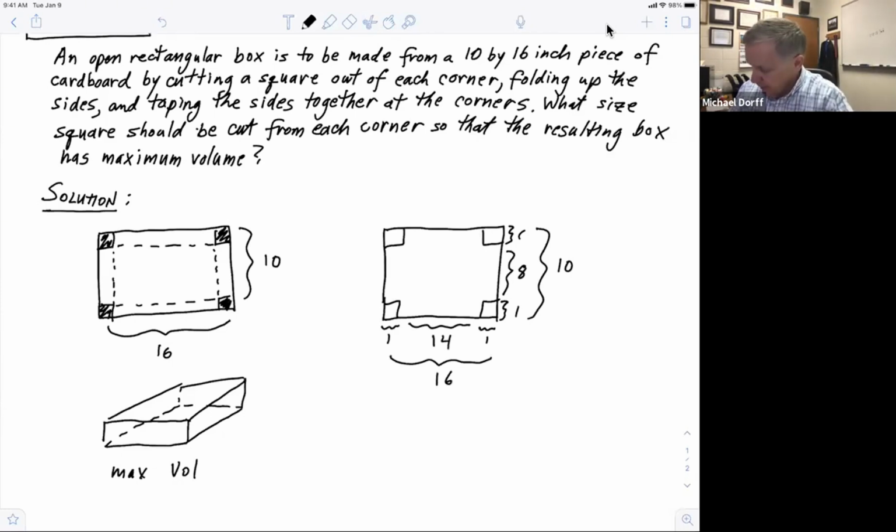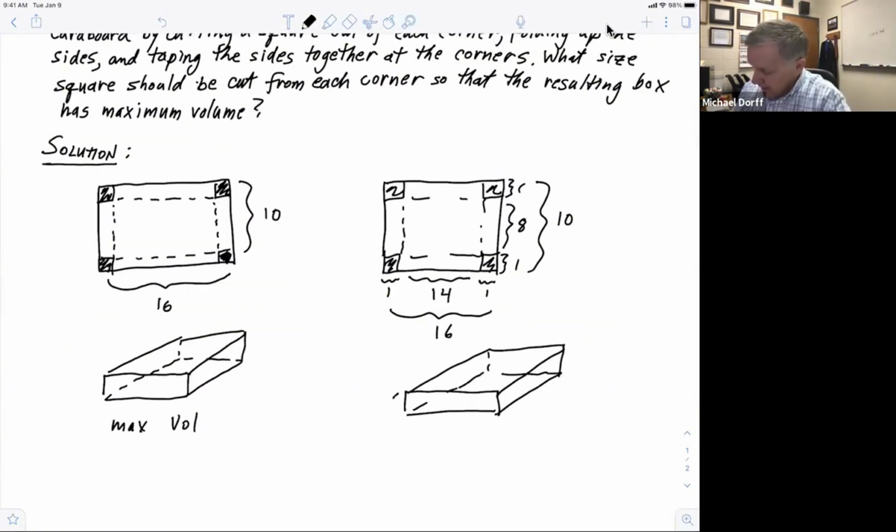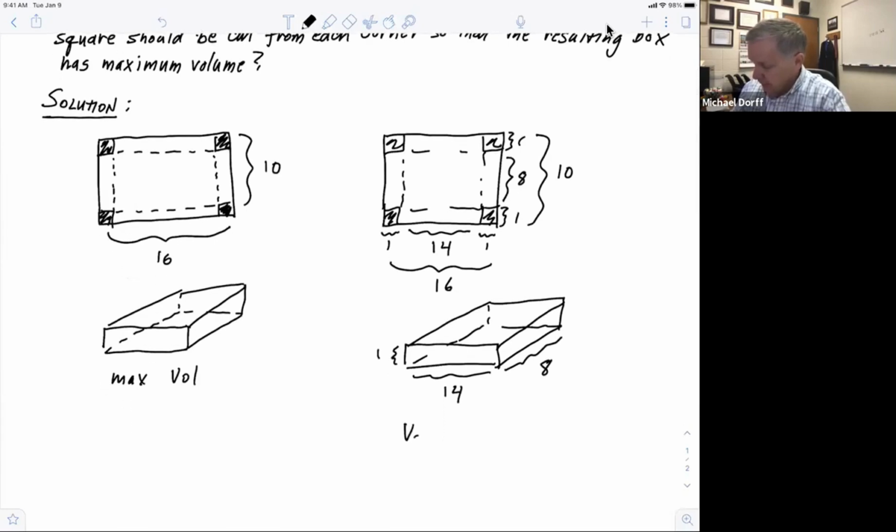Then when I folded that together along the dotted lines, I would get a box that would have a height of 1, a length of 14, and a width of 8. And so the volume would be 1 times 14 times 8, and 8 times 14 is 112. So that would give me 112 units.